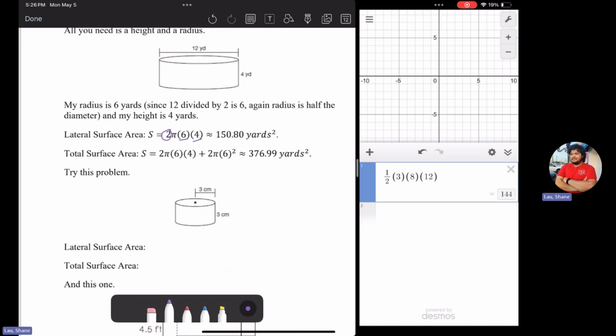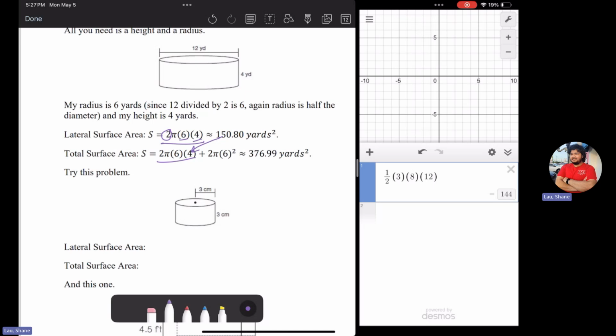I actually rounded up. That's why I had that there. And then my total surface area, again, is I'm just taking that exact same thing I just found right here, same exact thing. Then I'm adding it to 2 pi r squared, and that'll approximate to 376.99 yards squared.